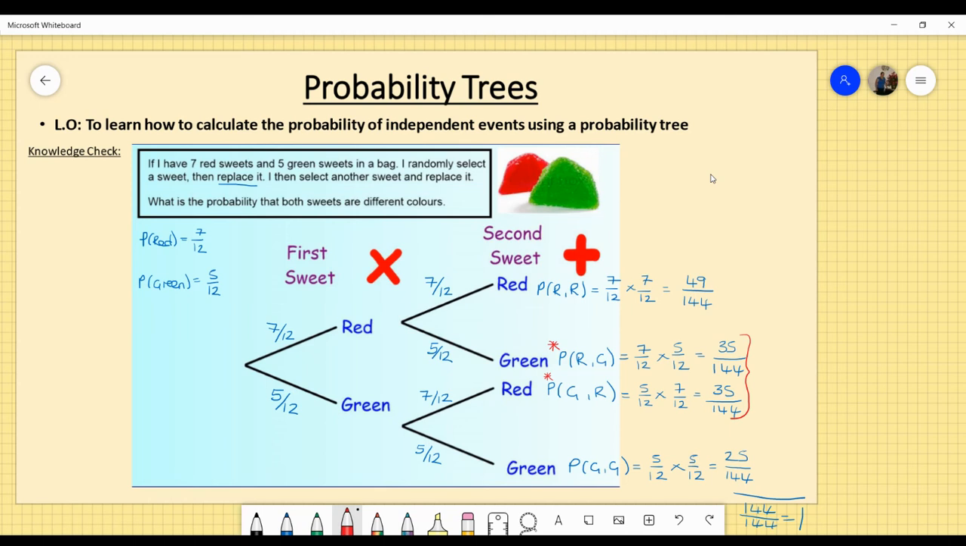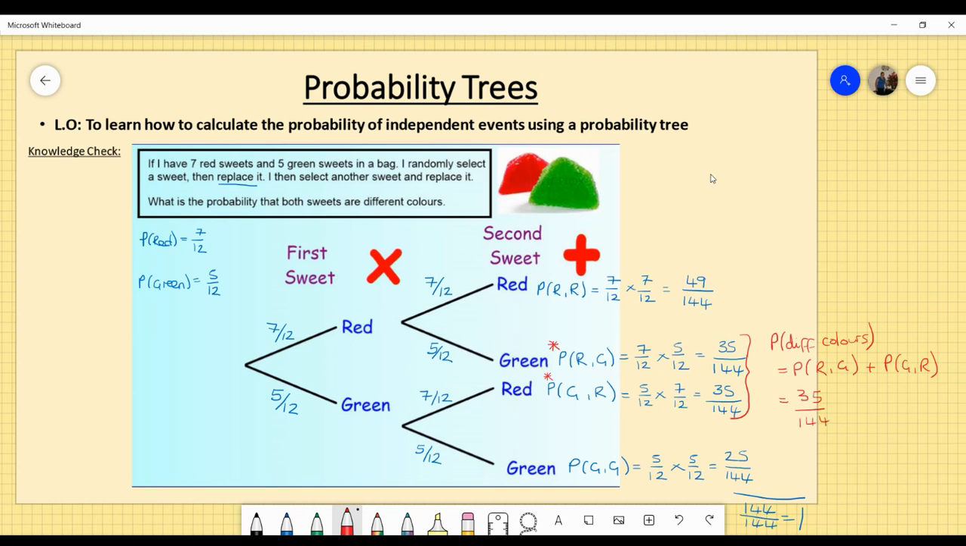And the symbol over here tells me I could have the probability of a red and a green, or the probability of a green and a red. So that's where the OR rule comes in, where you add those two probabilities together. So therefore, the probability of different colours is equal to the probability of getting a red and a green added to the probability of getting a green and a red.